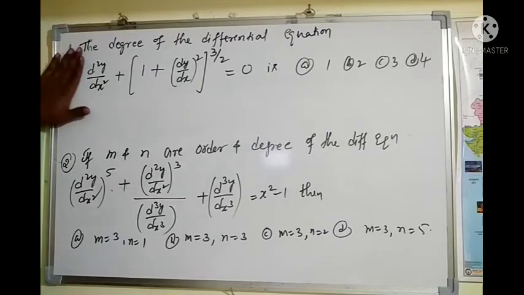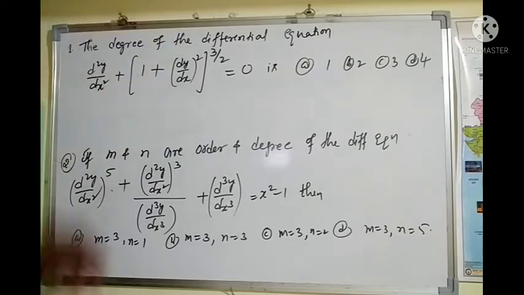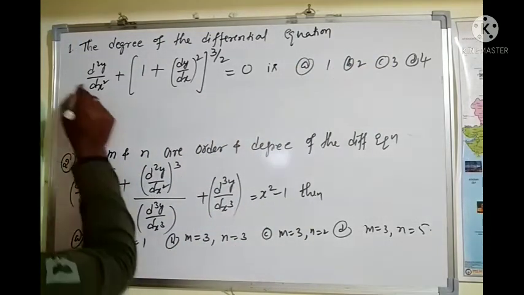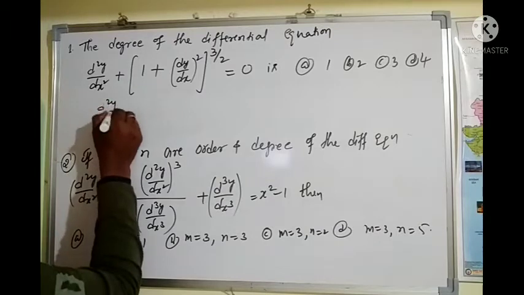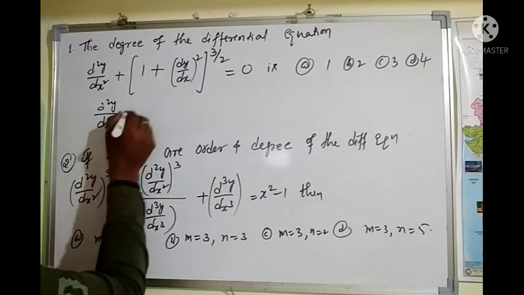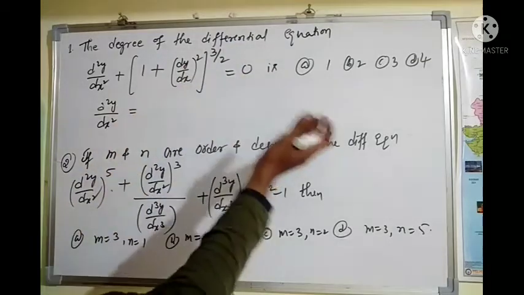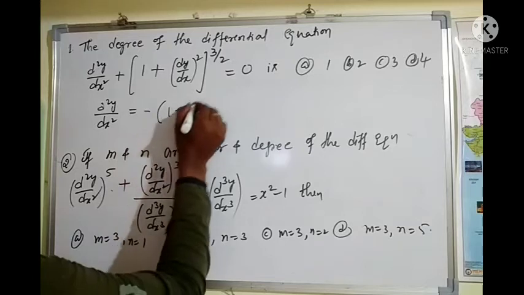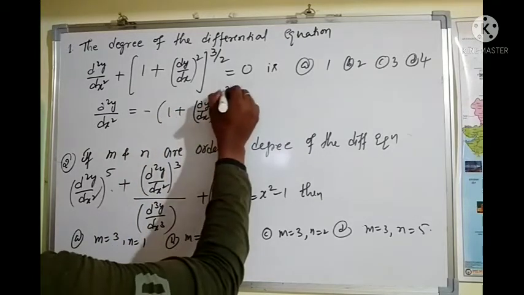Here we have the differential equation d square y by dx square plus (1 plus dy by dx whole square) to the power 3 by 2. Here we have options 1, 2, 3, 4. So now write this result in polynomial form. That's why d square y by dx square is equal to, taking the second term to the right hand side, minus of (1 plus dy by dx whole square) to the power 3 by 2.